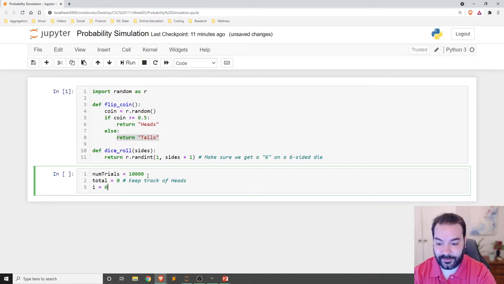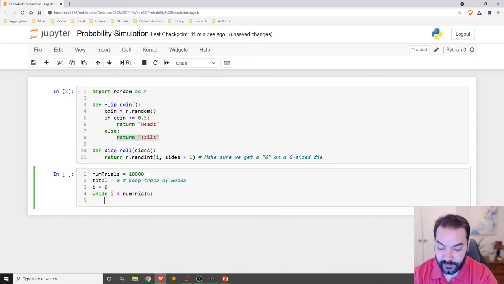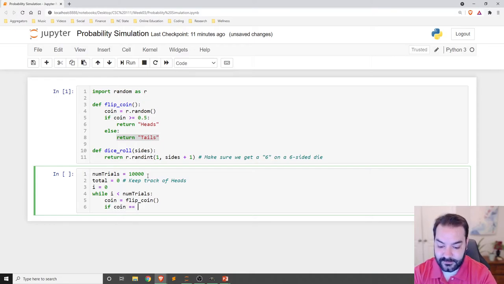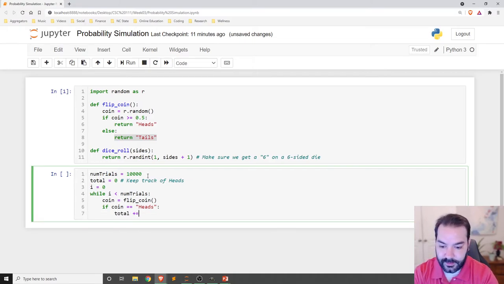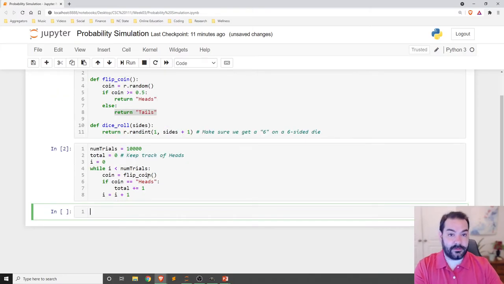Okay, so now we'll start. Once again, our stepper, i, is going to start at 0, and while i is less than our num trials, we want to flip a coin. So coin is going to equal flip coin. Again, that's going to flip a coin and either give us heads or tails. If coin is heads, aka we landed on heads, total is going to go plus one. Last little bit we need to do here is i is going to equal i plus one. i increments the entire time. So if we run through this, we didn't see anything, but let's check out what our total is now.